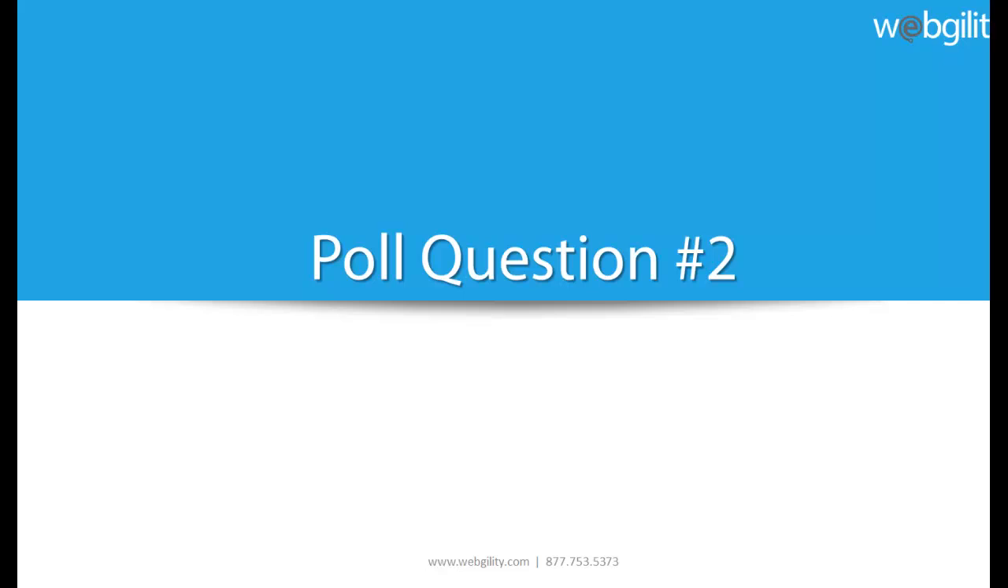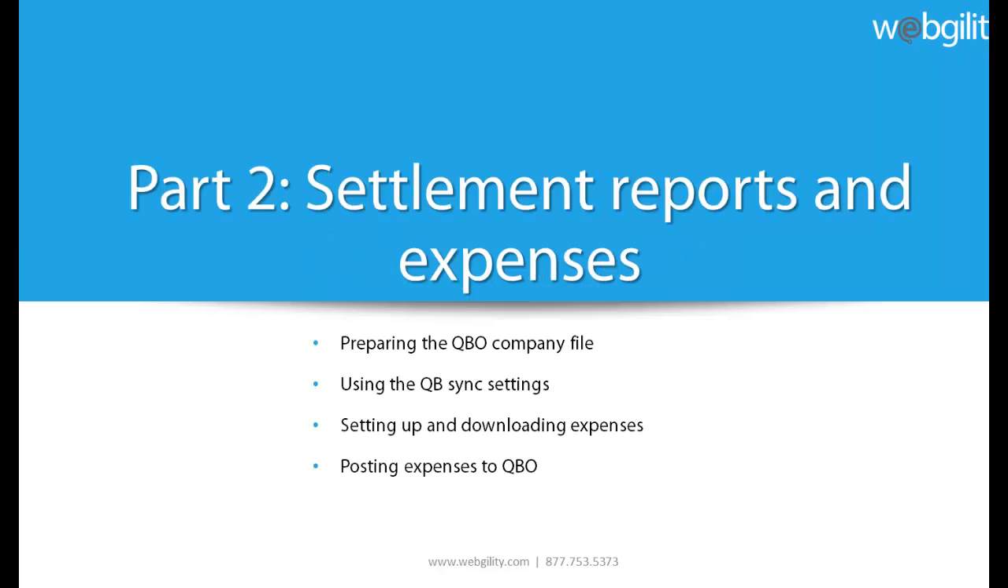Okay, so now I'm going to go to part 2. Part 2 is a settlement report and expenses and fees. I'm going to talk about what to prepare within the QuickBooks Online Company file. So I'm going to go into my QuickBooks Online Company file account and show you how to set up the information that you need to set up expenses and fees within eCC Cloud. Then I'm going to go through the QB Sync settings to show you how to set up expenses and fees. After they're downloaded, or just setting up how to download, which I talked about already within the store settings, we're going to post some expenses and fees to QuickBooks, and then I'm going to show you where they go.